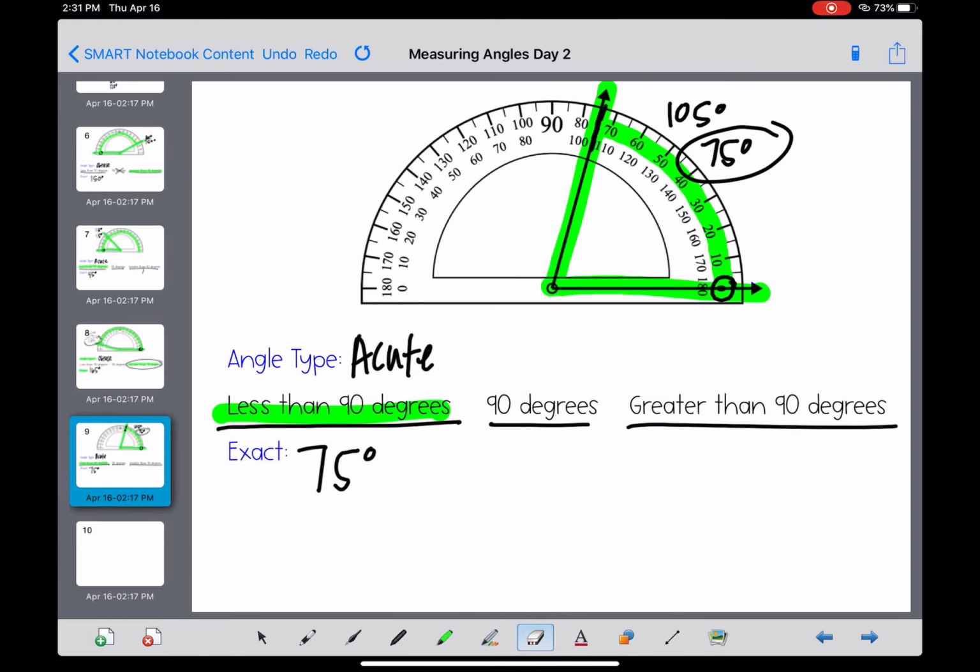Do your best, read the questions carefully. Make sure you look at the angles in the picture. And again, they aren't exact, so just choose the one that's closest.